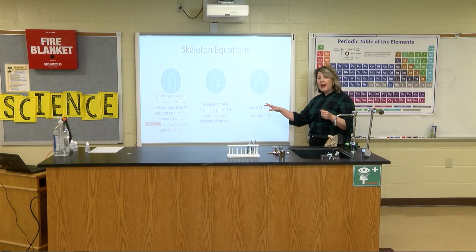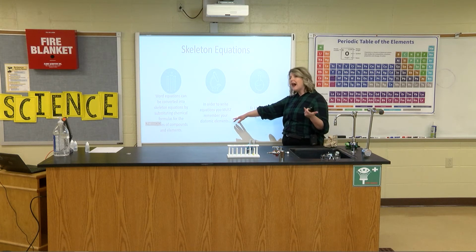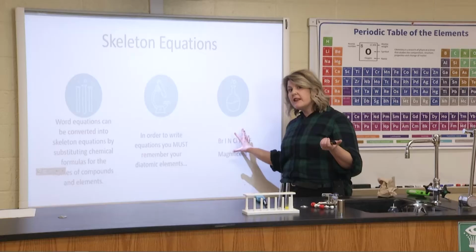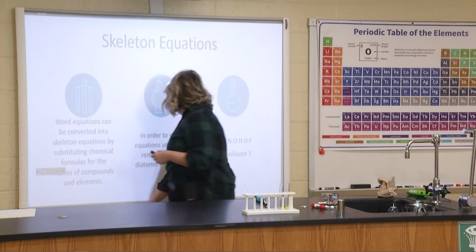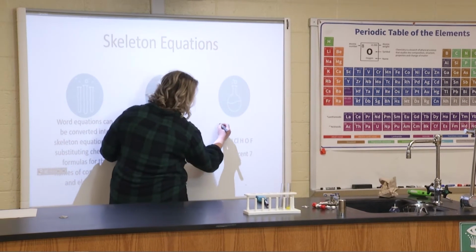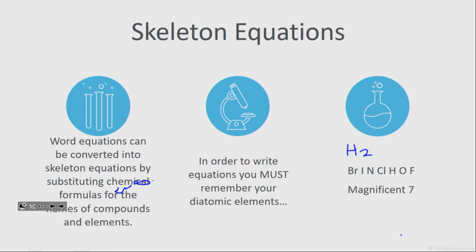So for example, hydrogen is not H. Hydrogen gas is not H. It is diatomic. And what does di mean? Di means two. So all of these elements in nature exist as a pair. So hydrogen does not exist as H, it exists as H2. Bromine does not exist as Br by itself, it exists as Br2. So why do I call these Brinkelhoffs? Because if you spell them out, it spells Brinkelhoff.